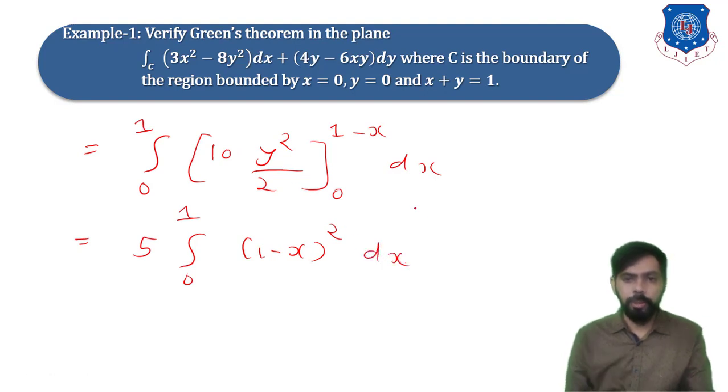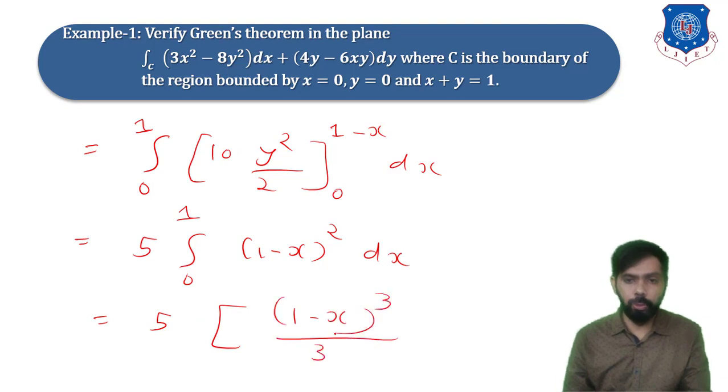Okay, now the integration of 1 minus x whole square with respect to x will be 5 into 1 minus x whole cube divided by 3, and the coefficient of x is minus 1, so 3 into minus 1 will be minus 3, and the limit will be from 0 to 1. Now first of all we will replace x by 1, then minus we will replace x by 0. So 1 minus 1 will be 0. So for the upper limit we will get 0, and for the lower limit we will get 1 cube divided by minus 3.